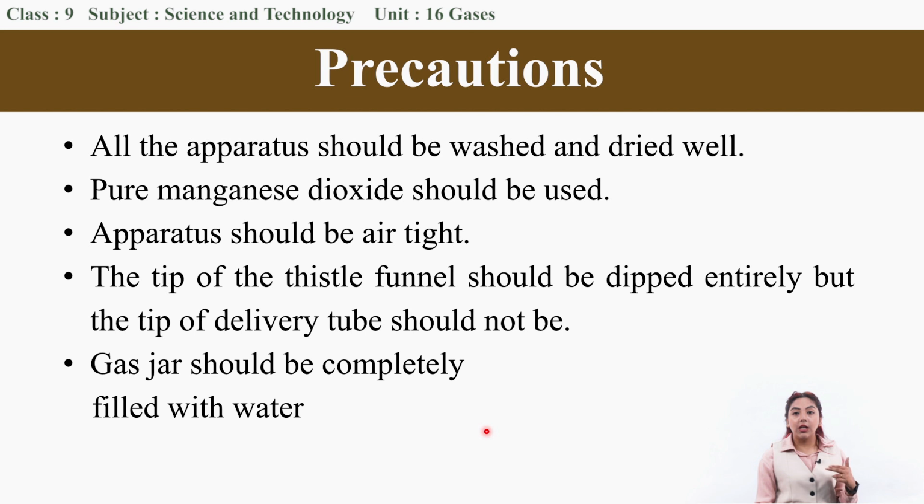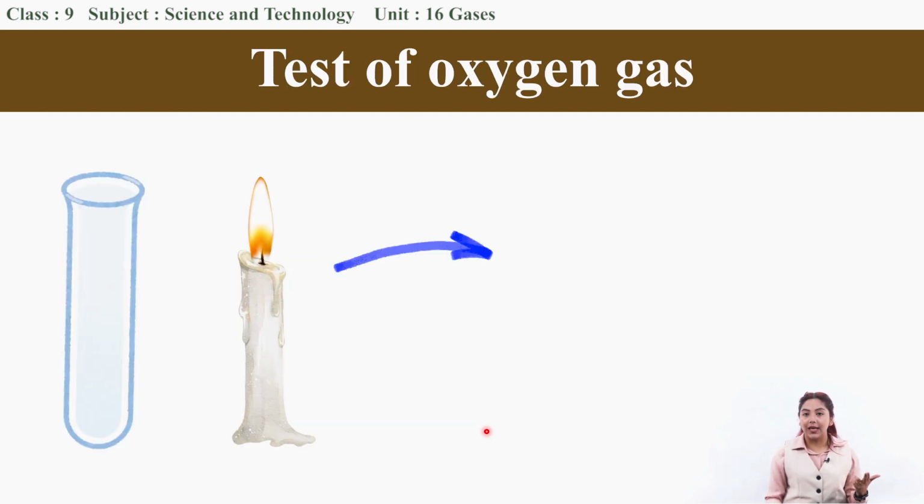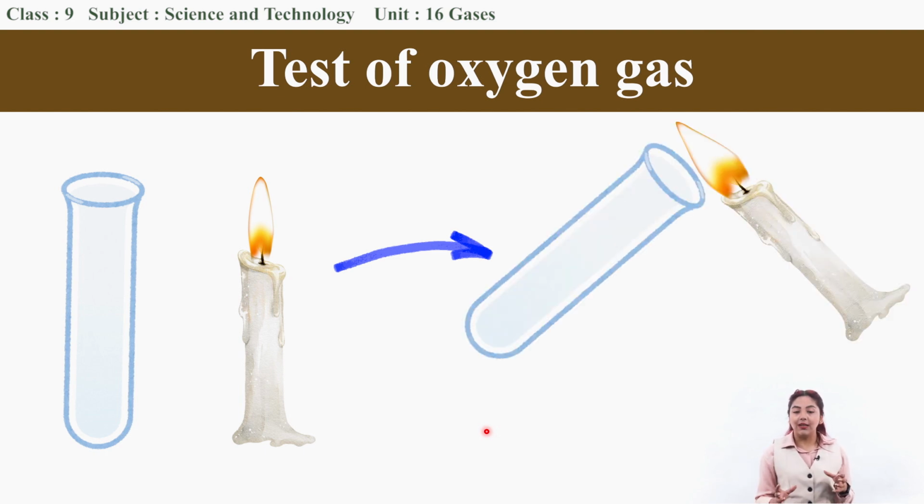Now let us recall the test of oxygen gas, how we did it in the laboratory. Since we know that oxygen gas is a supporter of combustion, when we place the candle close to the jar containing oxygen gas, the flame brightens up because oxygen supports combustion, and since the candle is burning, it supports that combustion, so the flame brightens up as we saw in the lab while we were testing oxygen gas.